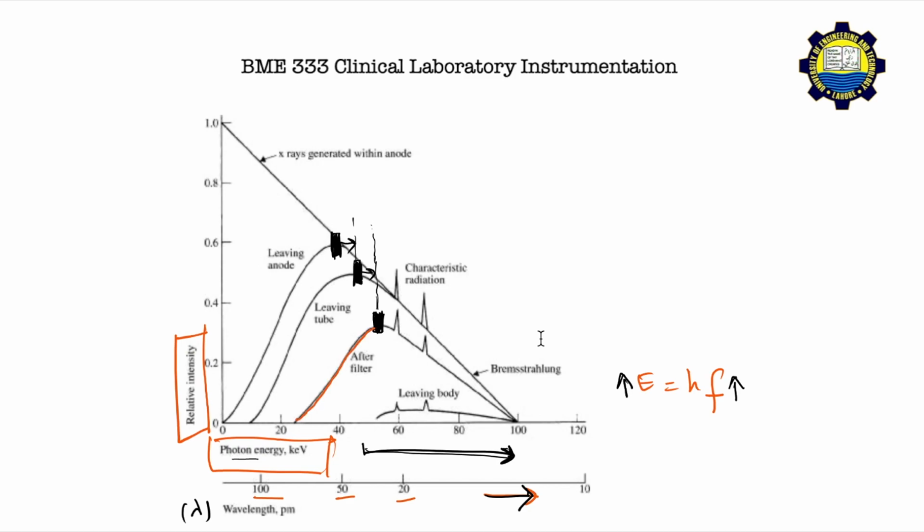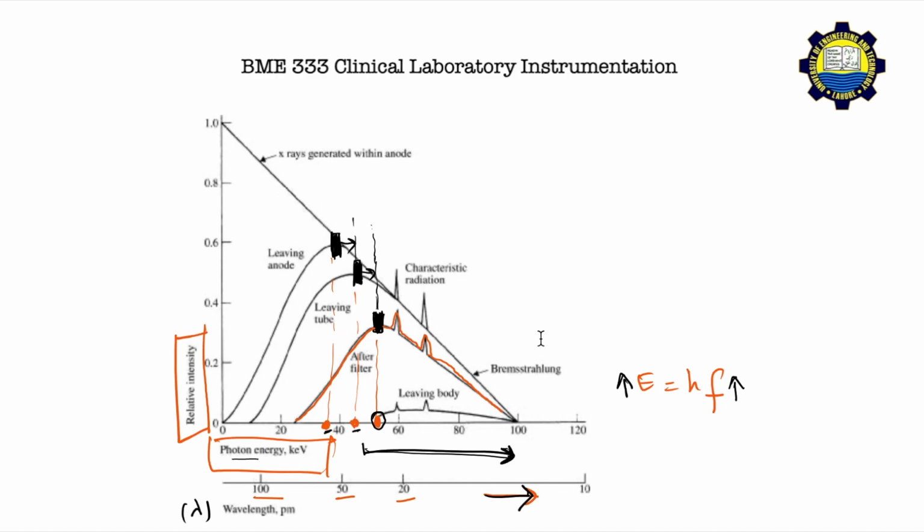Even though the intensity is lesser after the filter, its average energy is inclined on the furthest right as compared to the previous two profiles, which means its average energy is higher as compared to the other two, as you can see on the x-axis. So this is at a higher energy as compared to these two.